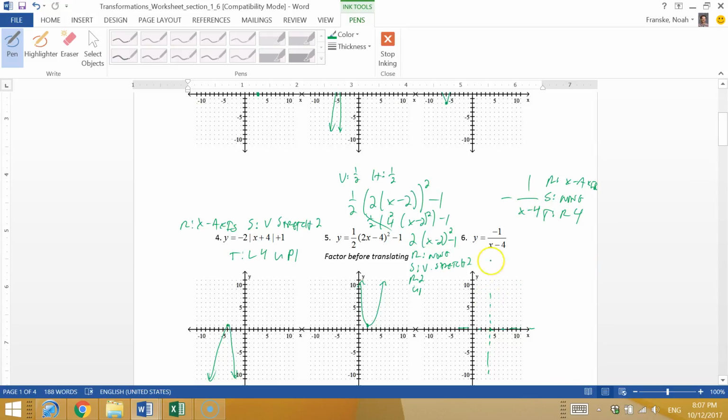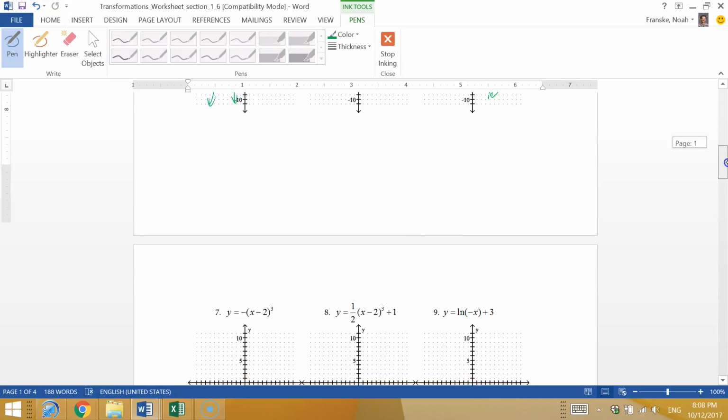And we are reflected. So normally 1 over x is in quadrants 1 and 3. So like here and here. This, though, is reflected over the x-axis. So it's going to be here and here. That's all there is to it. Notice our vertical asymptote is now at 4. x equals 4 is our vertical asymptote. And the horizontal asymptote is still 0. y equals 0. Cool. All right, moving right along.